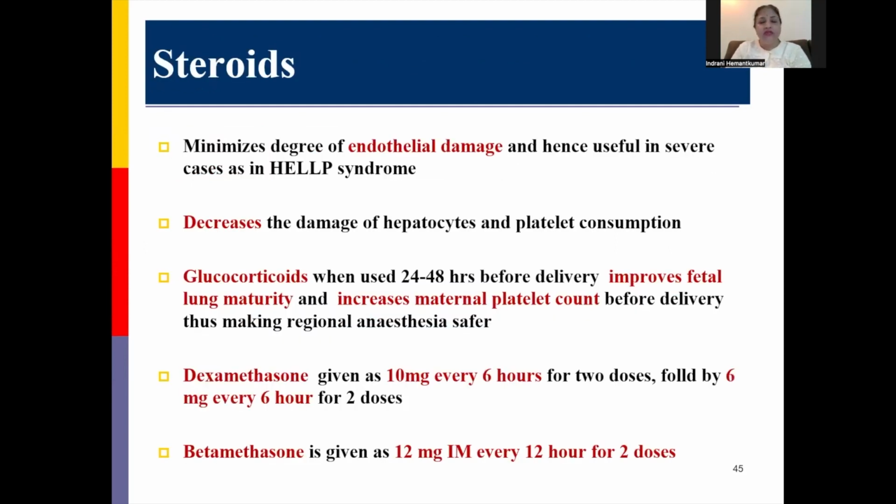Steroids are useful because of the endothelial damage, and they have to be used in HELLP syndrome. In HELLP syndrome, steroids decrease the damage of the hepatocytes and platelet consumption.